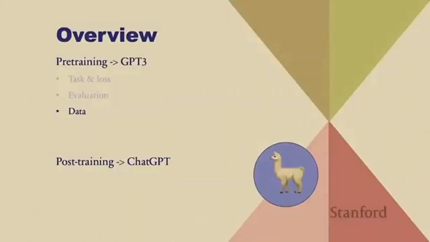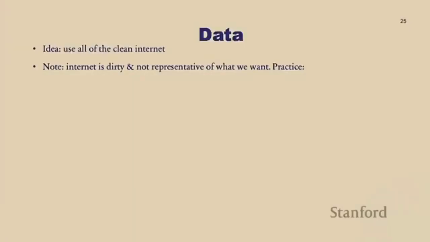Great. Data. Data is another really big topic. At a high level, people just say you basically train large language models on all of the internet. What does that even mean? Or people sometimes say all of clean internet, which is even less defined. The internet is very dirty and really not representative of what we want in practice. If I download a random website right now, you would be shocked at what is in there. It's definitely not your Wikipedia. So I'll go really briefly over what people do. I can answer some questions, but data on its own is a huge topic.